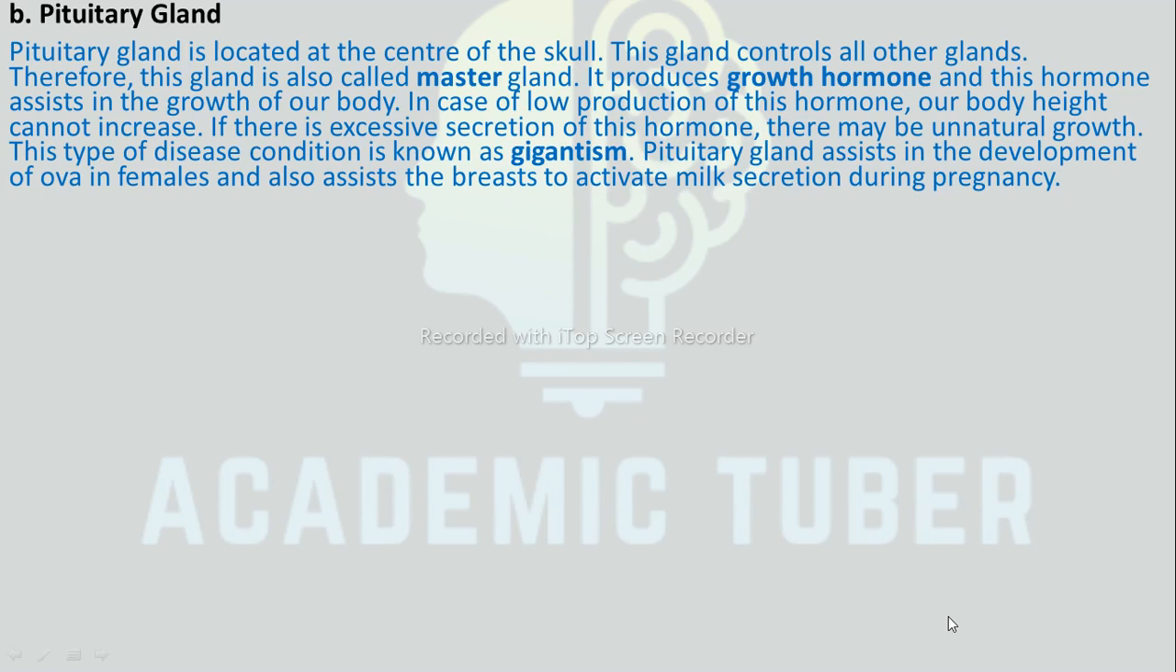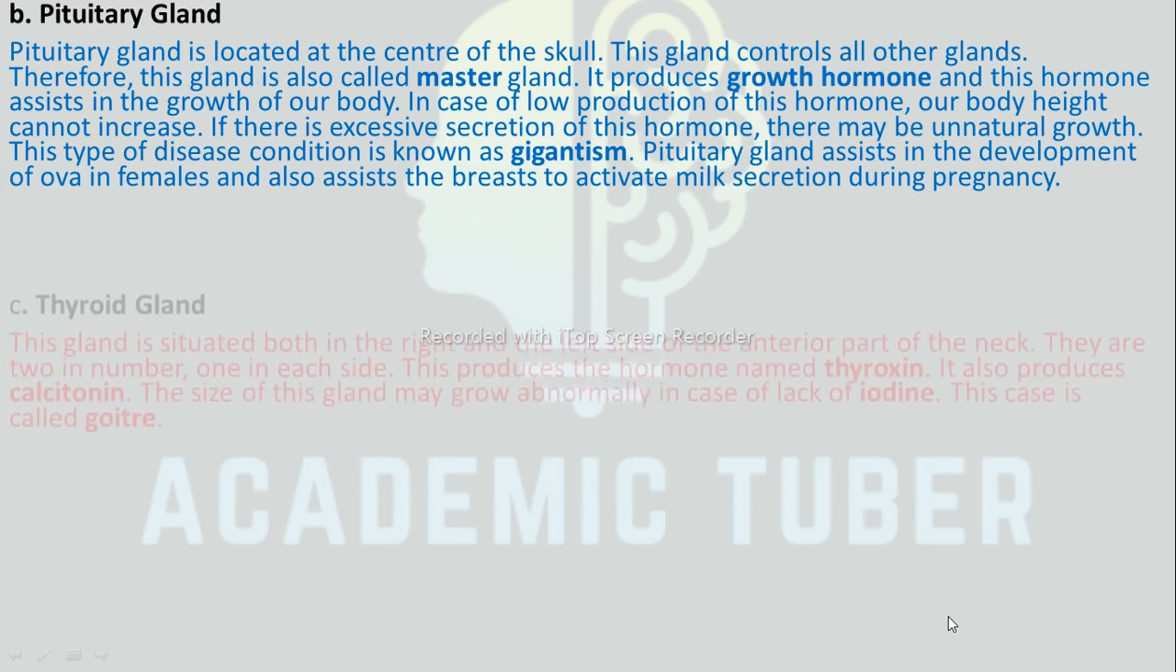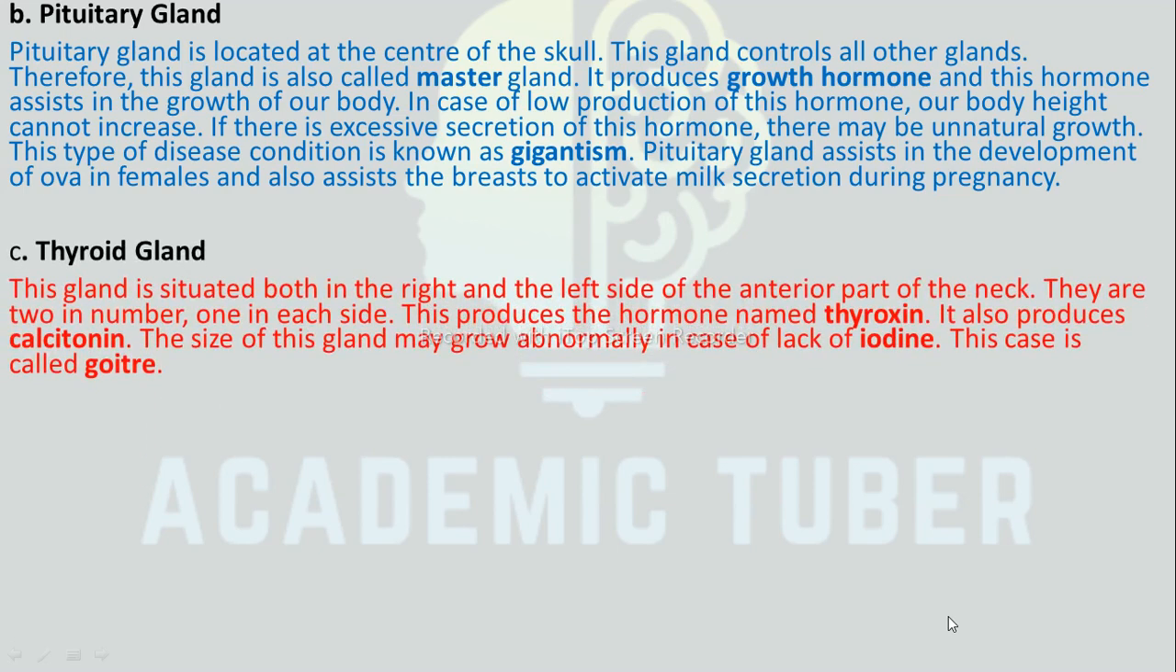The pituitary gland assists in the development of ova in females and also assists the breast to activate milk secretion during pregnancy. Thyroid gland. This gland is situated on both the right and left side of the anterior part of the neck. They are two in number, one on each side. This produces the hormone named thyroxine. It also produces calcitonin. The size of this gland may grow abnormally in case of lack of iodine. This case is called goiter.